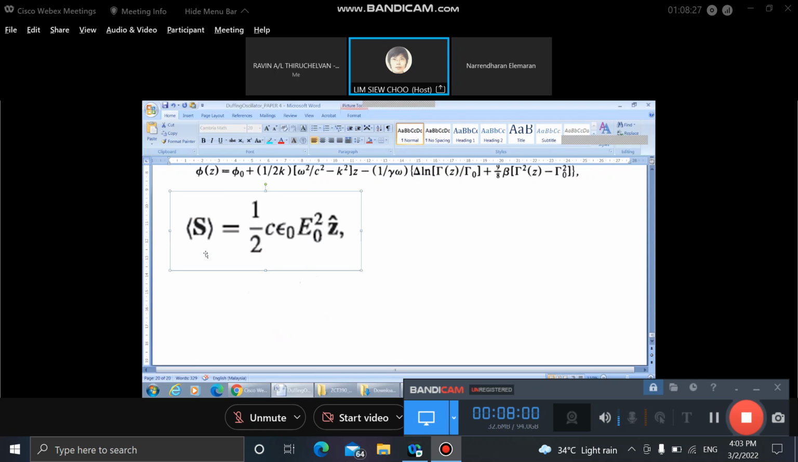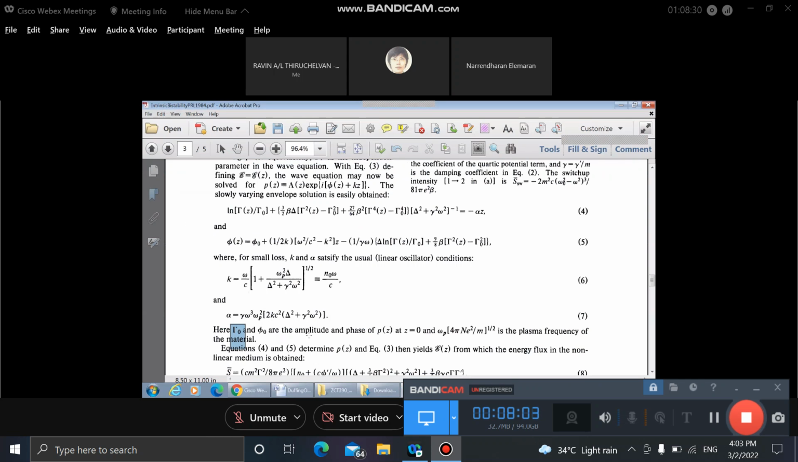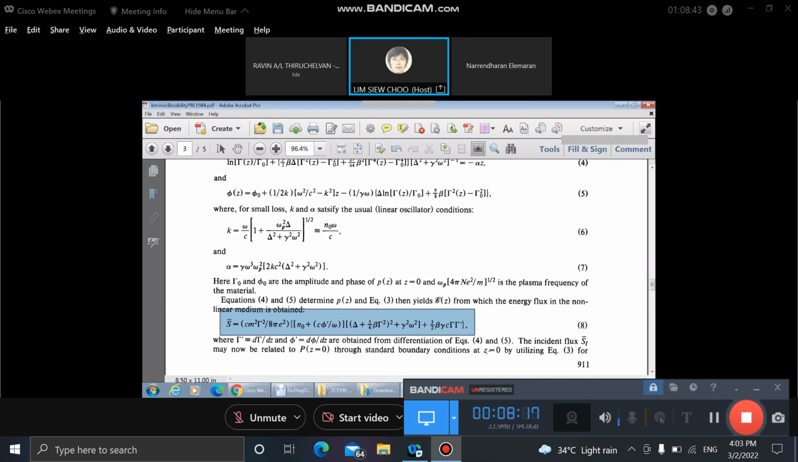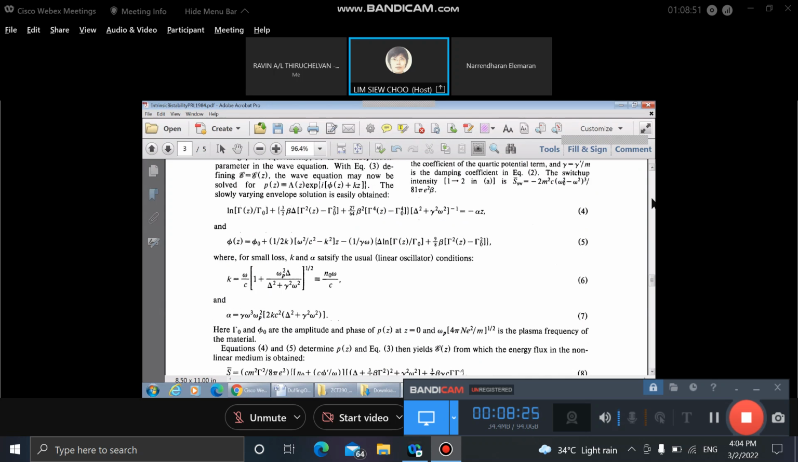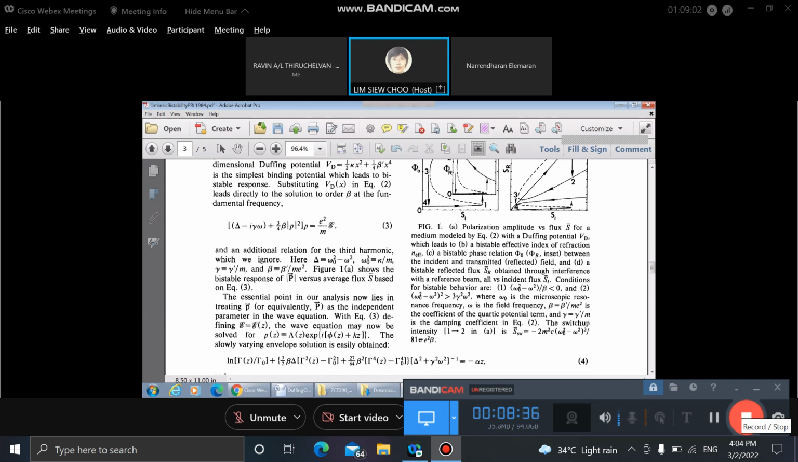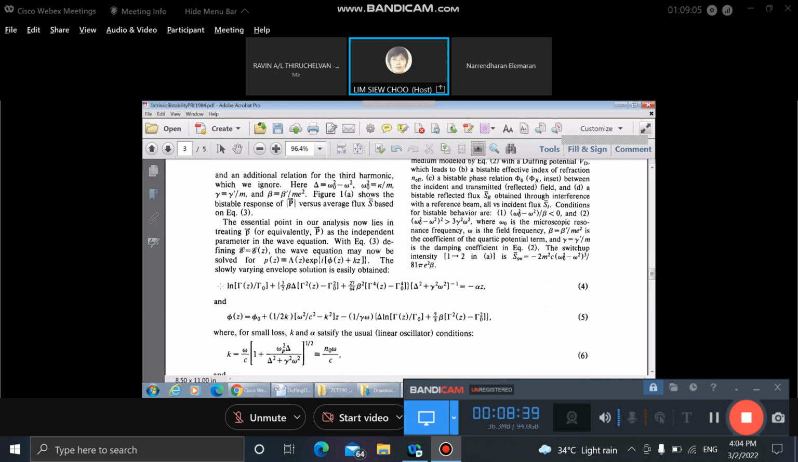So energy flux is this, and energy flux is this. It looks complicated, but you try to solve it first. Gamma prime is gamma over z. Phi prime is phi over z. And how to plot this? I think I cannot talk too much because you haven't solved it. So after you solve it, whether you can or cannot solve it, you can always use the results here.